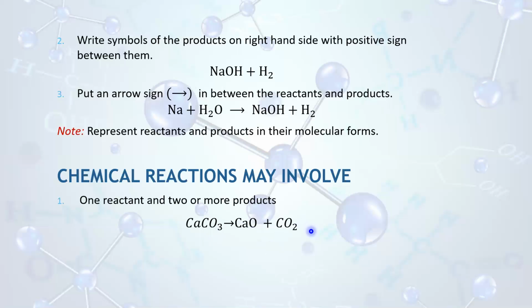Have a look at the other example. Lead nitrate undergoes reaction to produce lead oxide, nitrogen dioxide, and oxygen. Well, how many reactants here? One reactant, lead nitrate. And what about the products? We have three products over here: lead oxide, nitrogen dioxide, and oxygen. So this is the first type of reaction with one reactant and two or more products.